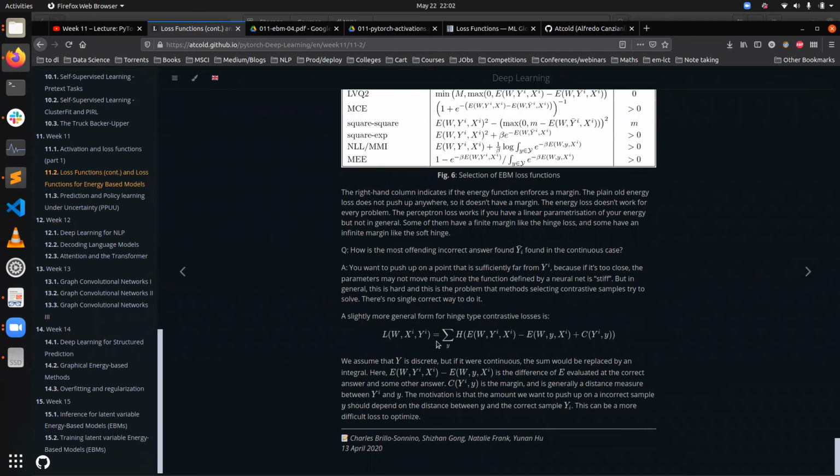Okay. This is a general form for hinge type contrastive losses. The difference here is it does not just take the most offending one, it does a summation over all y's. So this is for the discrete case. It does a summation over all the y's and tries to push up the energies at other places.